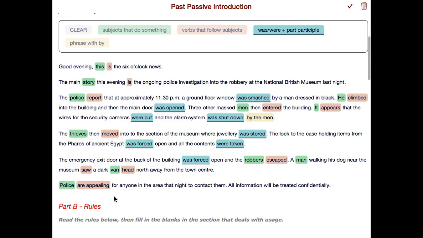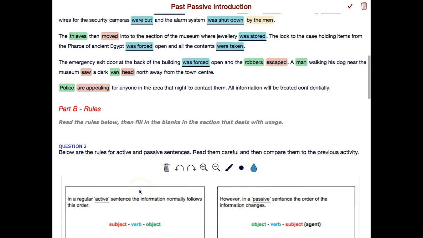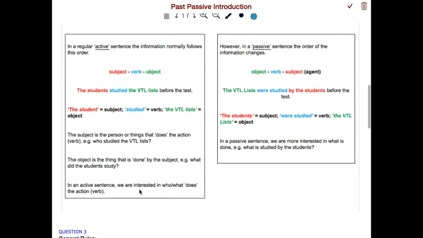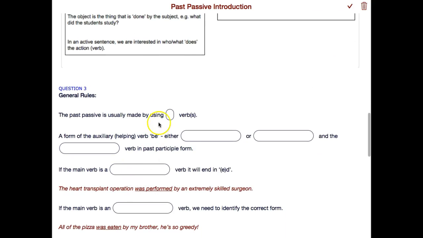Okay, so there we see a mix of passive and active sentences. So let's look at the rules. You've got the rules down here. You'll need to take a second to look over those. And then here we've just got some rules. How many verbs do we need? Well, we usually need two. Was plus the past participle. Was or were. Okay, and the main verb in the past participle form.